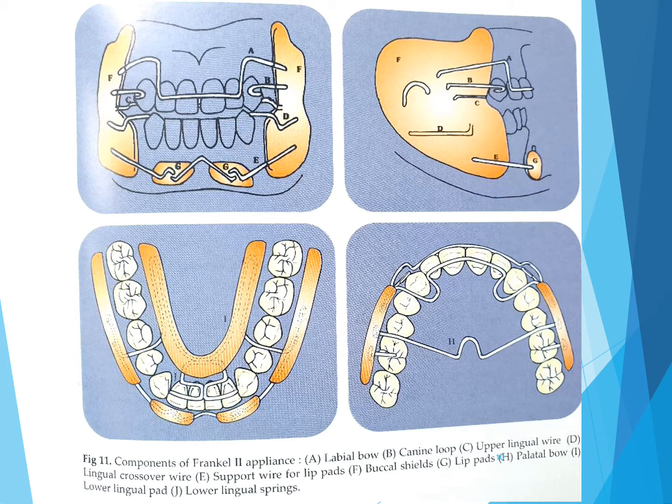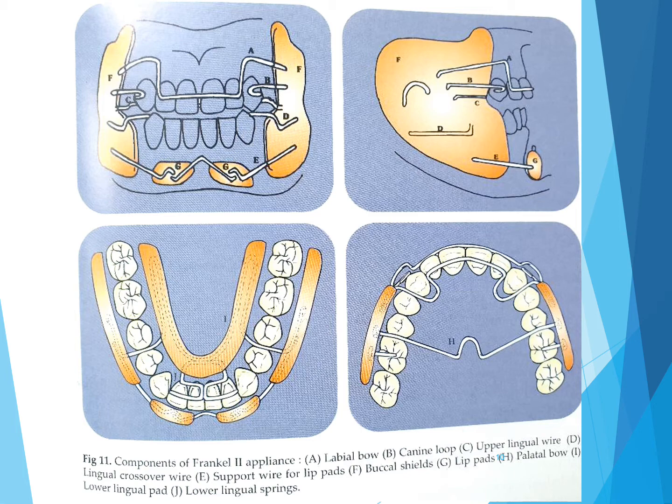This is a figure showing the FR2. We will focus first on the acrylic component. The first one is buccal shield. Buccal shield is labeled as F and is situated at the buccal area that covers between the cheek and the teeth. And then secondly, look at G.